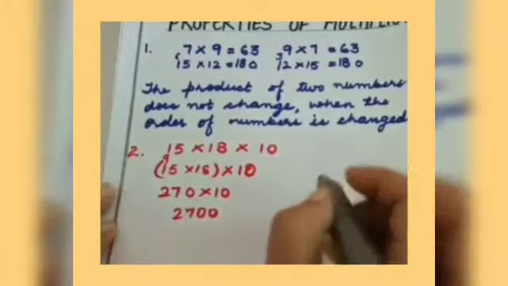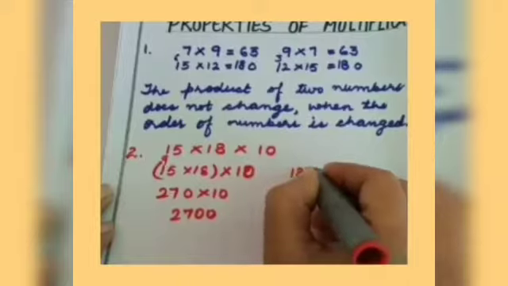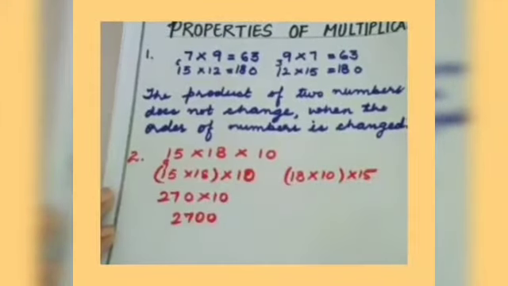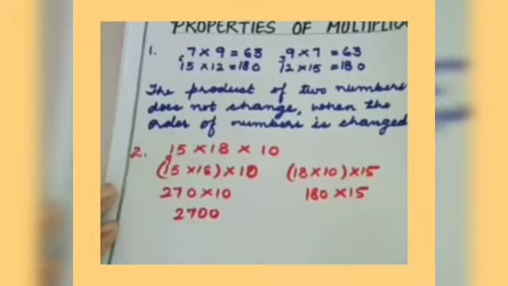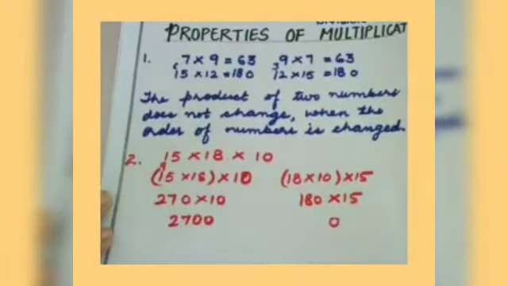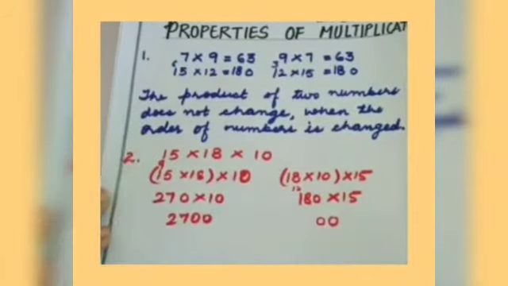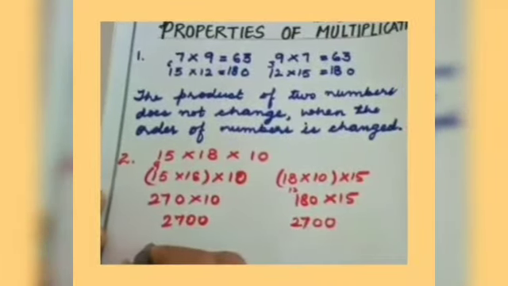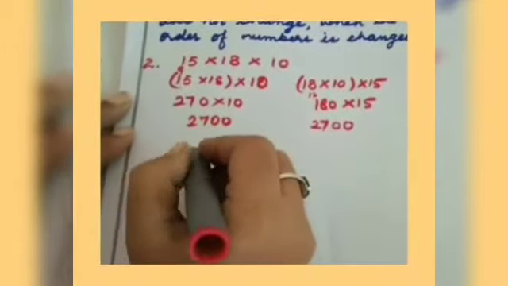Now 270 multiplied by 10 will give you 2700. Now again I have to multiply the same 3 numbers. This time I am changing the groups. First let me multiply 18 by 10 and the product to be multiplied by 15. 18 tens are 180. 180 multiplied by 15. 15 zeros are 0. 15 8s are 120. 0 here, 12 carry. 15 1s are 15. 15 plus 12 is 27. This becomes again 2700.